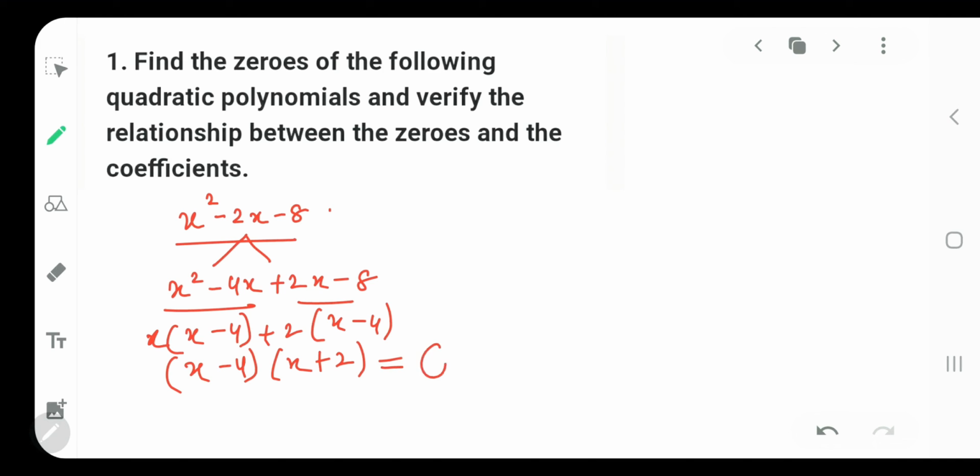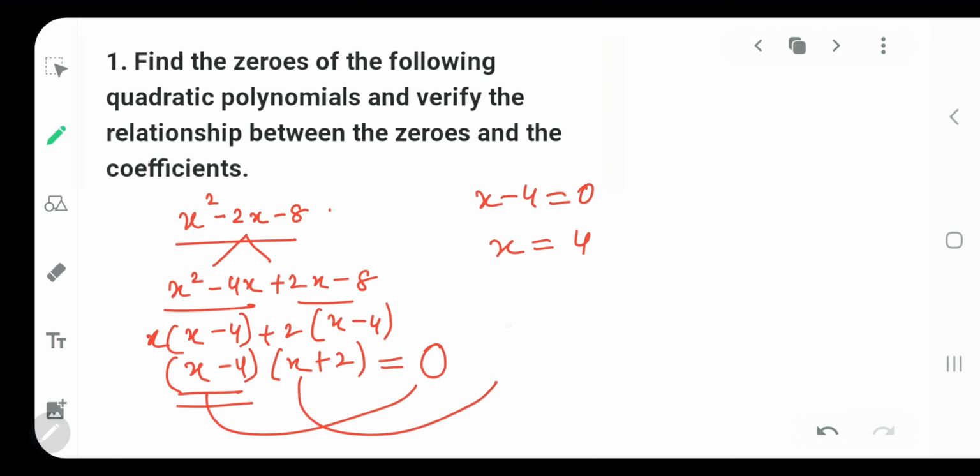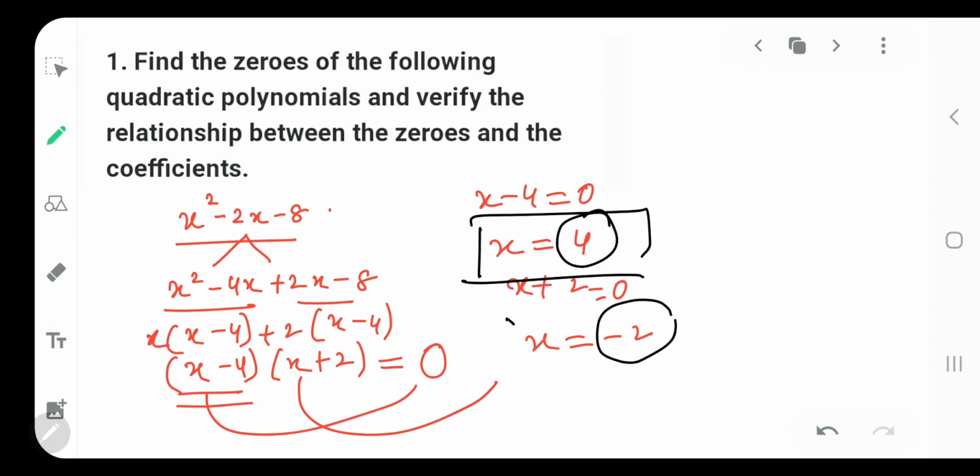And you know very well you have to equate this equation with 0. So first you will equate x minus 4 is equal to 0. Your x is 4. Then you will equate x plus 2 is equal to 0. So your x is minus 2. Hence, what zeros did you get? You got your zeros to be 4 and minus 2. What are zeros? They are the x के values. Getting my point?